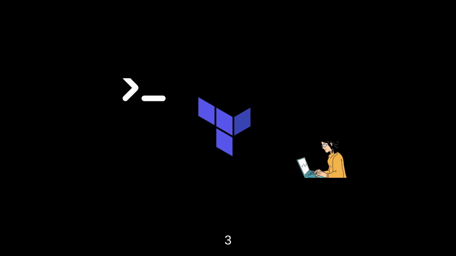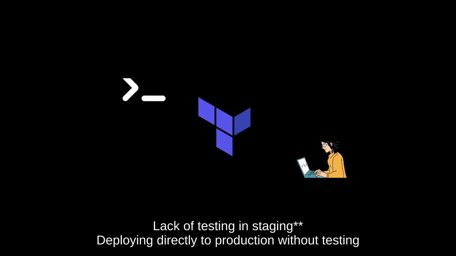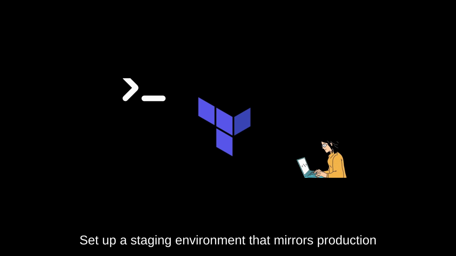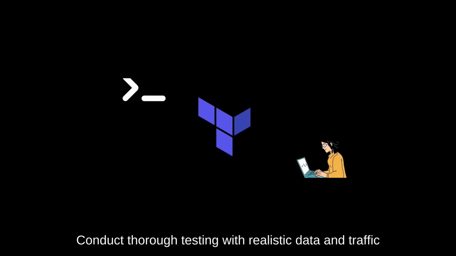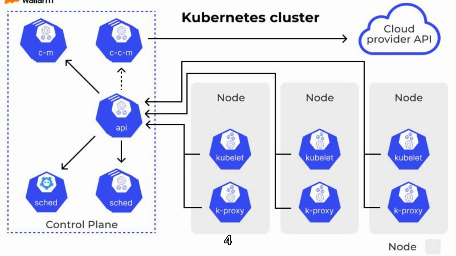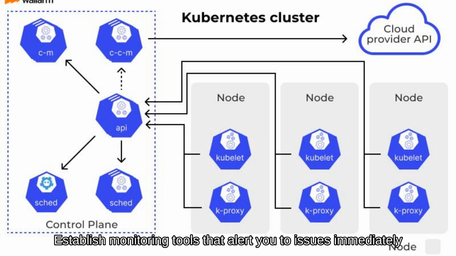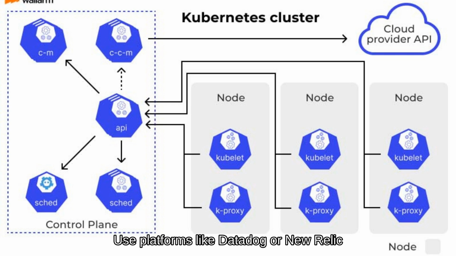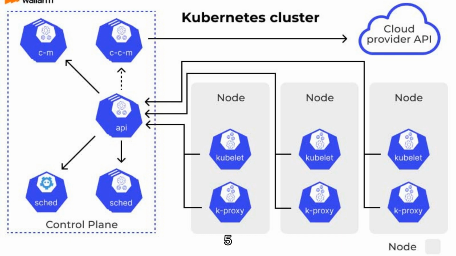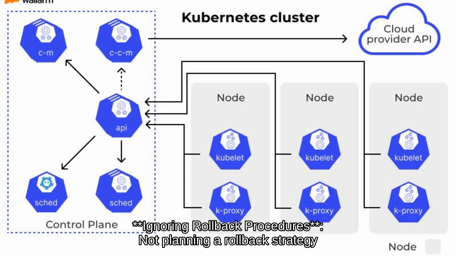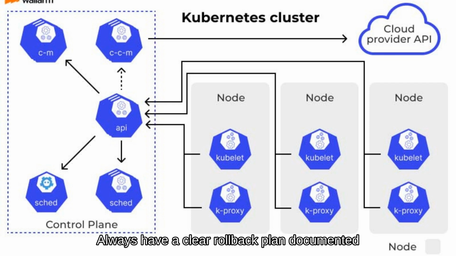3. Lack of testing in staging, deploying directly to production without testing. Set up a staging environment that mirrors production. Conduct thorough testing with realistic data and traffic. 4. No monitoring in place, failing to monitor application performance post-change. Establish monitoring tools that alert you to issues immediately. Use platforms like Datadog or New Relic. 5. Ignoring rollback procedures, not planning a rollback strategy. Always have a clear rollback plan documented. Ensure your team knows how to execute it efficiently.